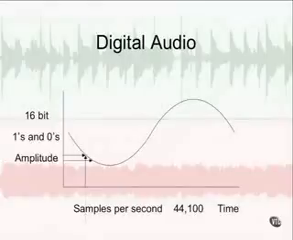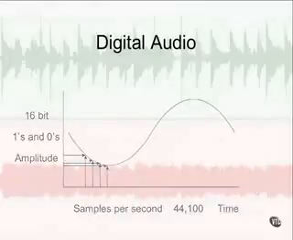So we take samples of these different spots, and we're taking these samples 44,100 times per second, and at each sample we measure with our 16 bits what our specific amplitude level is, and that information is taken in these snapshots, and each snapshot is pieced back together at that same sample rate of 44,100 times per second, and we can recreate that wave, redraw it back together with those little snapshots.